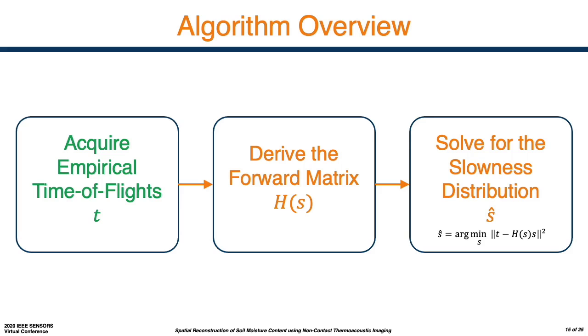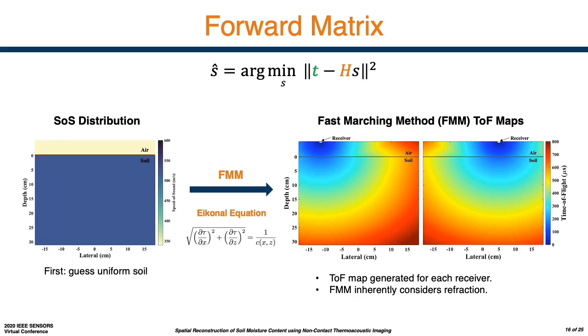Now that we have extracted time of flights from the thermoacoustic measurement data, we must derive the forward matrix H before we can solve for the slowness distribution. A challenge that we encounter is that the matrix H depends on the slowness distribution, which we have no prior knowledge of. For the time being, let's derive the forward matrix H using a guess of the speed of sound distribution, and we will later circle back to this assumption. To refresh, the matrix H encodes the propagation paths from each below-ground source to each receiver in air.